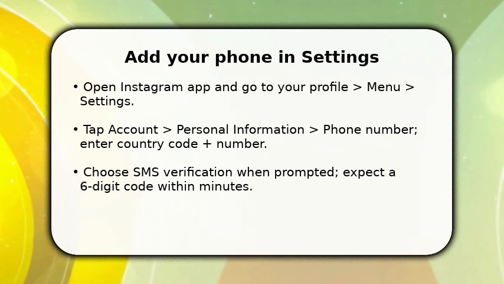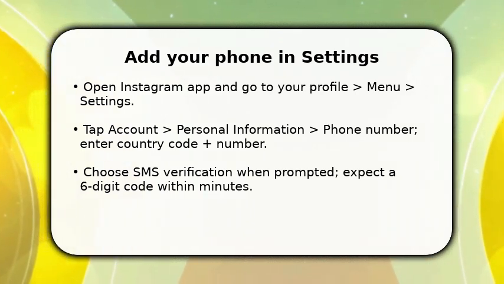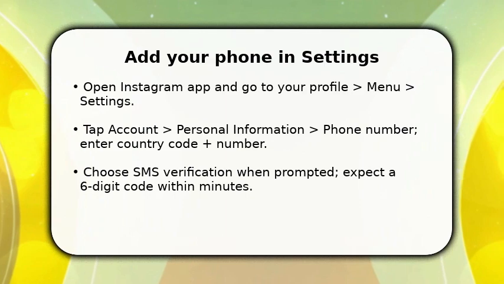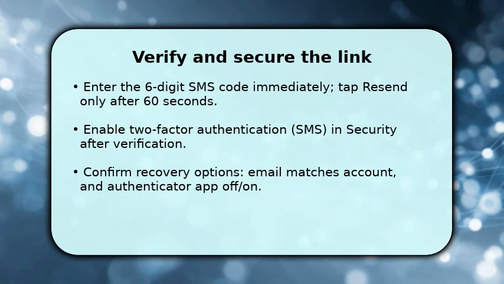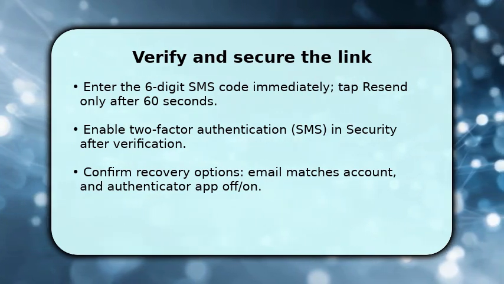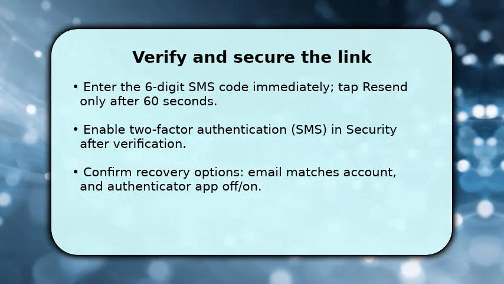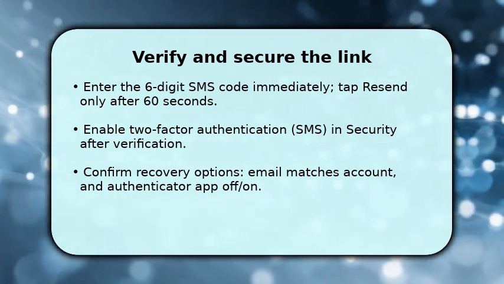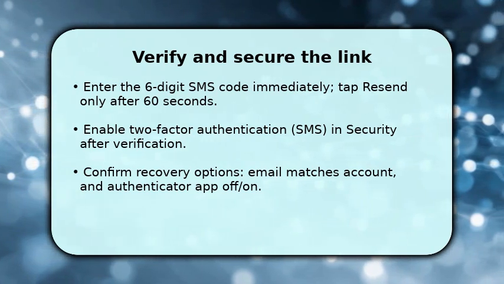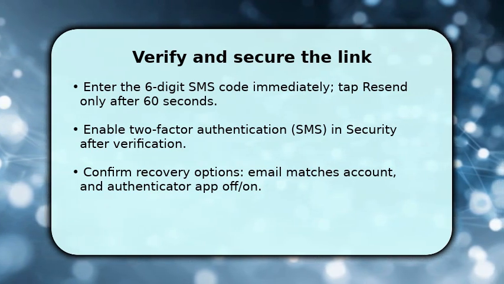Once you request the code, keep your phone nearby and don't navigate away until the SMS arrives, because some apps block background reception. After entering the code, Instagram confirms the number and stores it for account recovery and two-factor authentication. Immediately enable two-factor authentication under Security and pick SMS to make your linked number active for logins. Make sure your account email is current so recovery matches both channels.